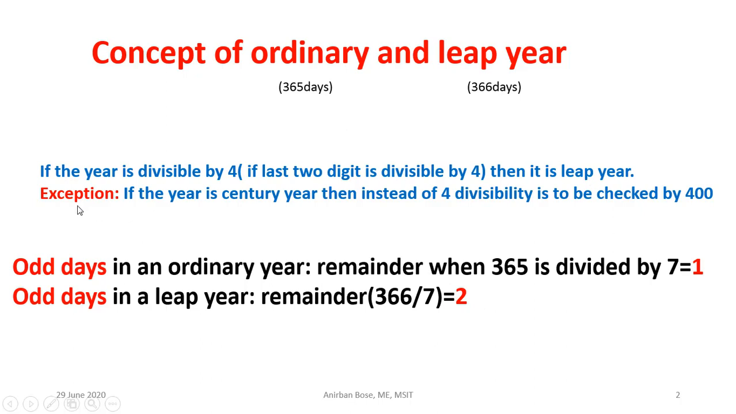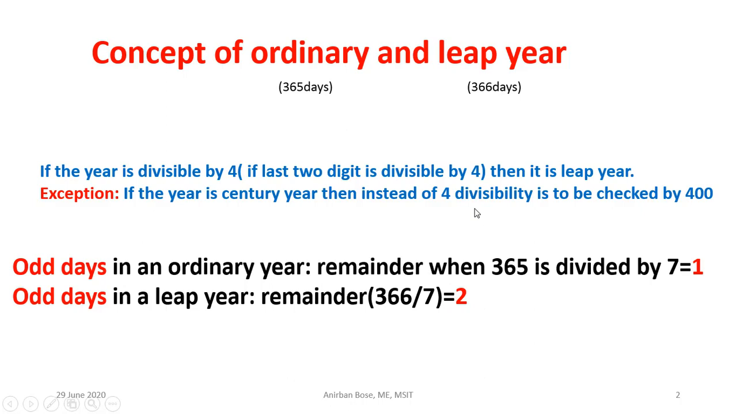But there is an exception. If the year is a century year, that means the year is say 1900 or 1800 or 2000, that means at the end there will be two zeros, okay. Those are called century years. Then instead of 4, divisibility is to be checked by 400 to check whether that particular century year is a leap year or not. So in that case you have to check by 400, not by 4.